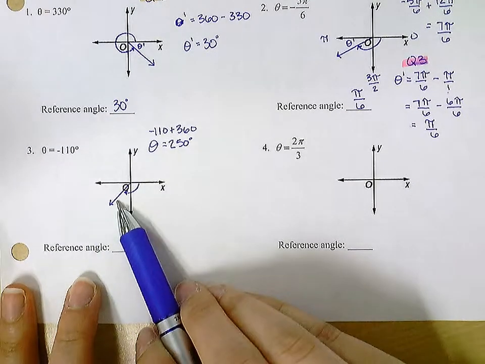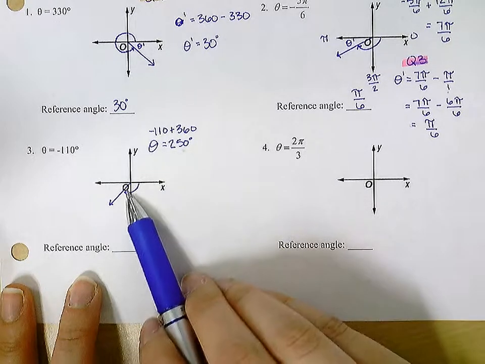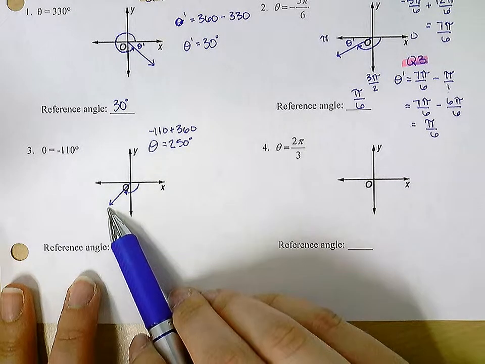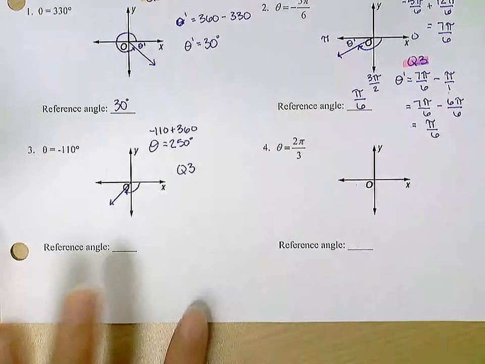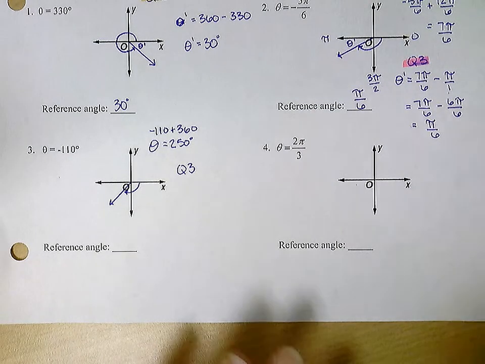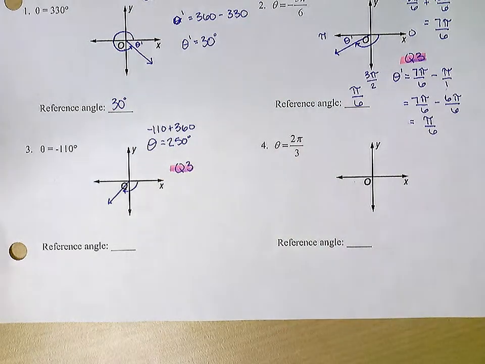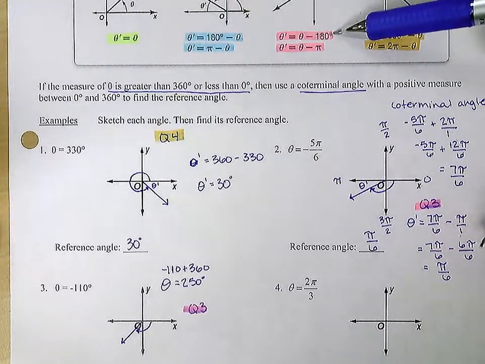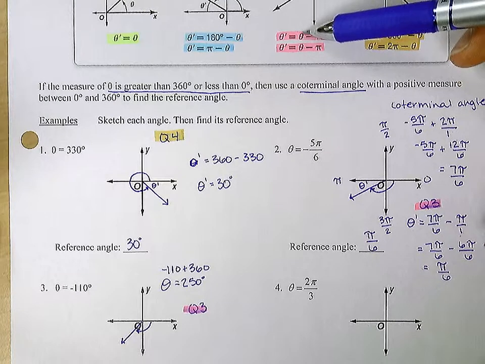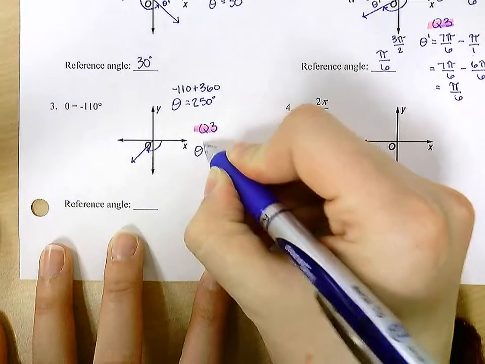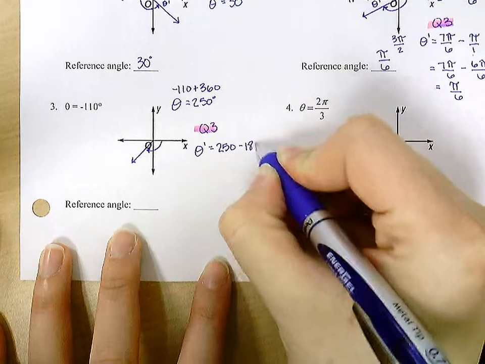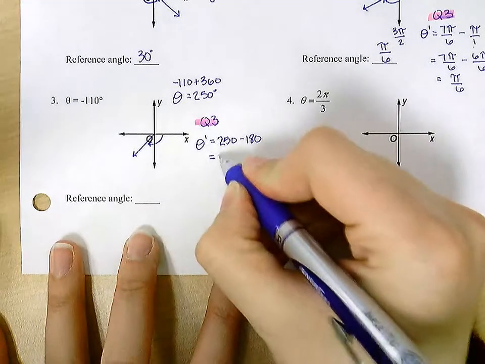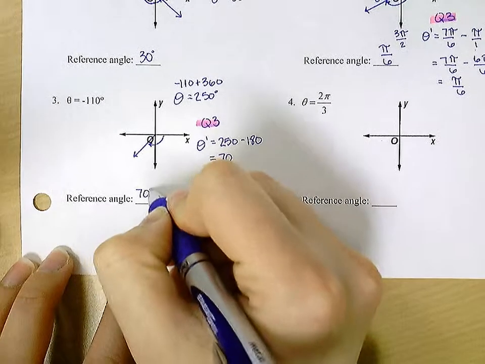Now, my angle for either negative 110 or 250 is right here. That quadrant is quadrant 3. So I'm using quadrant 3. Again, that's the one that I highlighted pink. Since I'm in degrees, I need to use this top formula here, since that has 180 degrees in it. So to find our reference angle, we're going to take theta, which is our coterminal angle, of 250, and we're going to subtract 180. So our reference angle is going to be 70 degrees.